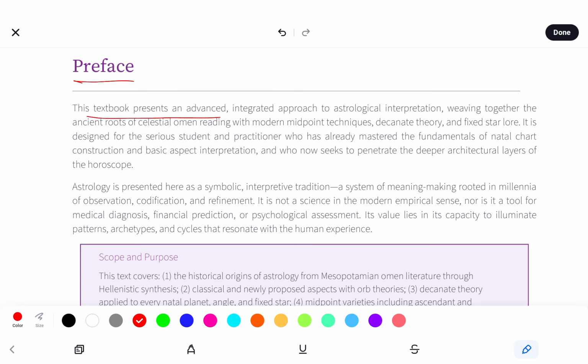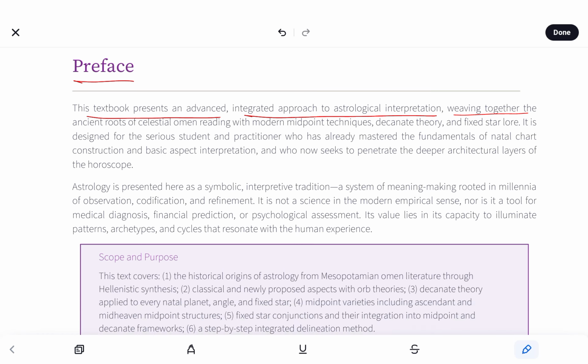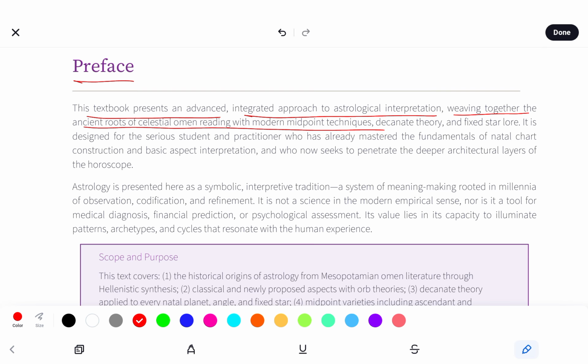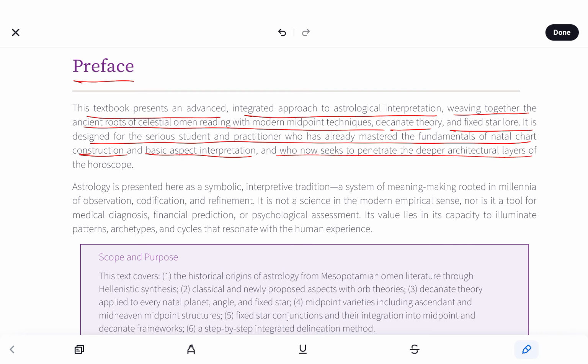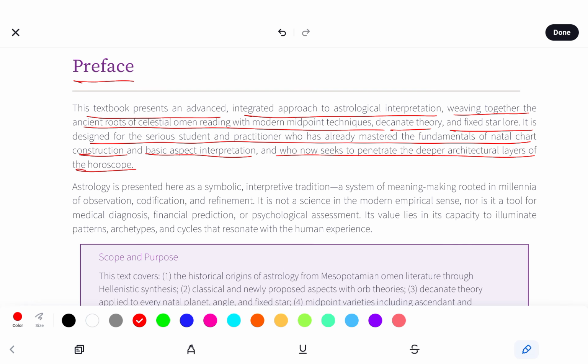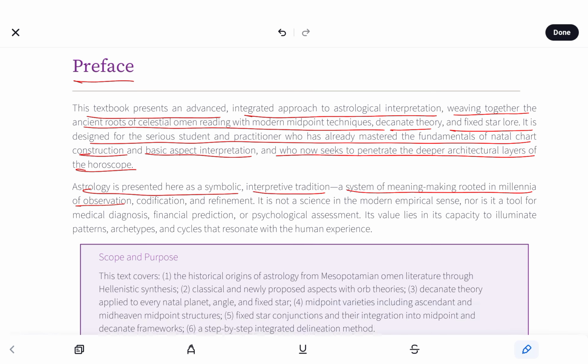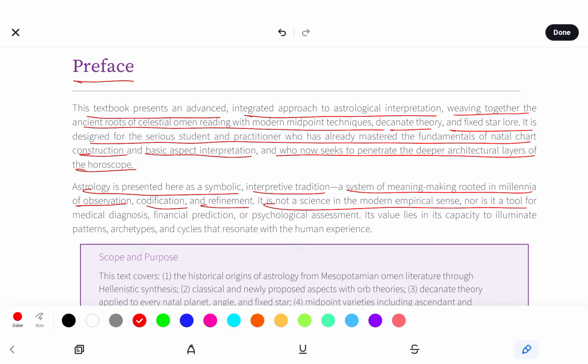This textbook presents an advanced integrated approach to astrological interpretation, weaving together the ancient roots of celestial omen reading with modern midpoint techniques, decanate theory, and fixed star lore. It is designed for the serious student and practitioner who has already mastered the fundamentals of natal chart construction and basic aspect interpretation, and who now seeks to penetrate the deeper architectural layers of the horoscope. Astrology is presented here as a symbolic interpretive tradition, a system of meaning-making rooted in millennia of observation, codification, and refinement. It is not a science in the modern empirical sense, nor is it a tool for medical diagnosis, financial prediction, or psychological assessment. Its value lies in its capacity to illuminate patterns, archetypes, and cycles that resonate with the human experience.